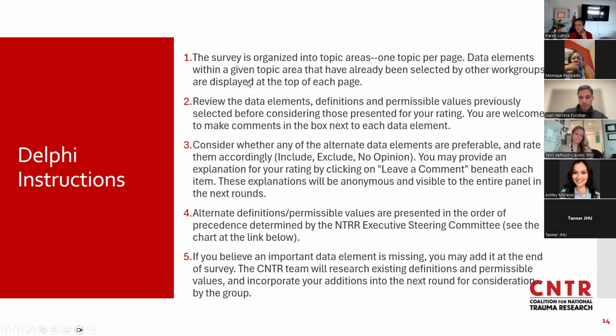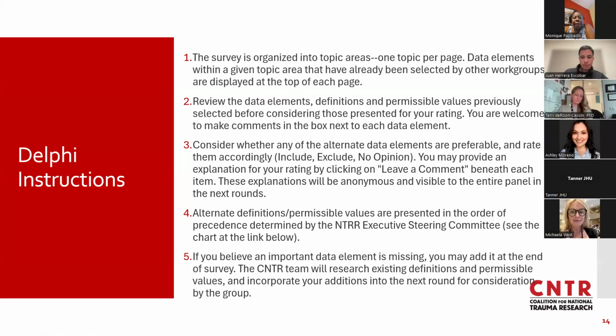Data elements within a given topic area that have already been selected by other work groups are displayed at the top of each page. We have other work groups that have already completed this process, and some have already looked at housing, for example. At the top of that housing page, you'll see the elements that another work group has recommended, and then how would we like to expand on that topic, or would we like to expand on that topic? You will be able to review the data elements, definitions, and permissible values from previously selected elements before moving on to those that are going to be presented to you.